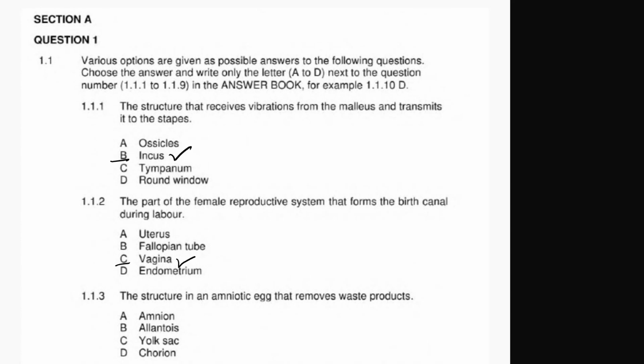Now, 1.1.3, the structure in an amniotic egg that removes the waste product. 1.1.3, it is what we call allantois. This question is repeating, right? Allantois, it is the structure in an amniotic egg that removes waste products. Now, let's continue.